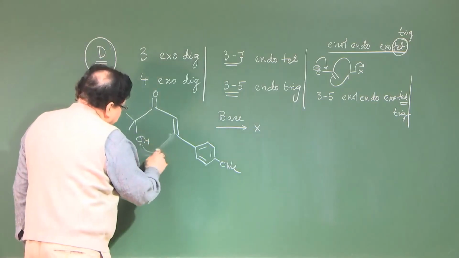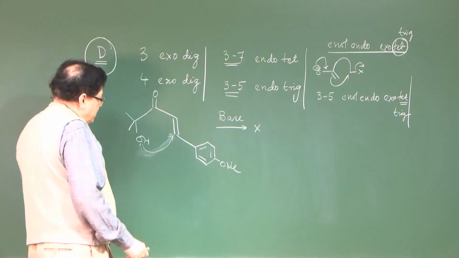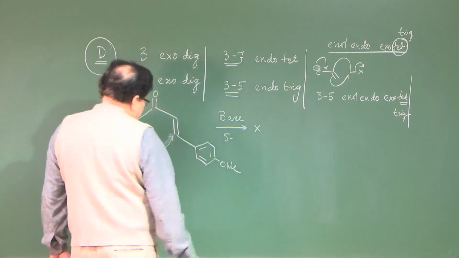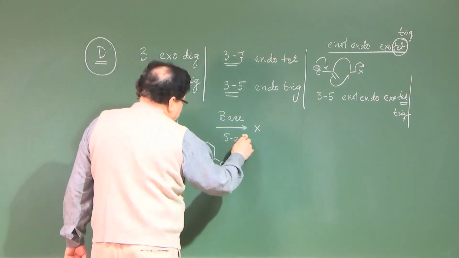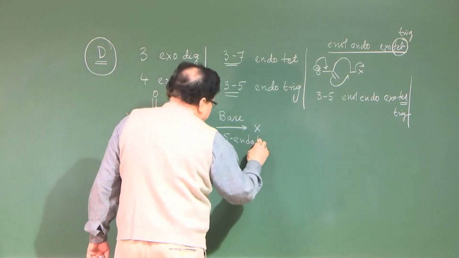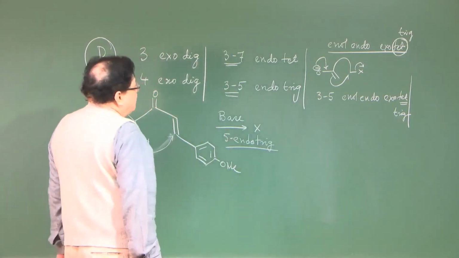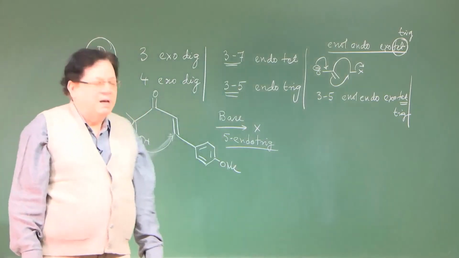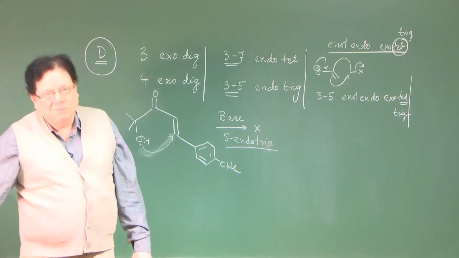Now, if this cyclization had happened, first of all the ring size will be 5, and this is an endocyclic double bond, so 5 endo, and this is a trigonal carbon. So, 5 endo trig. And we have the rules here: 3 to 5 endo trig is disfavored, and that is why this reaction is not going. As simple as that.